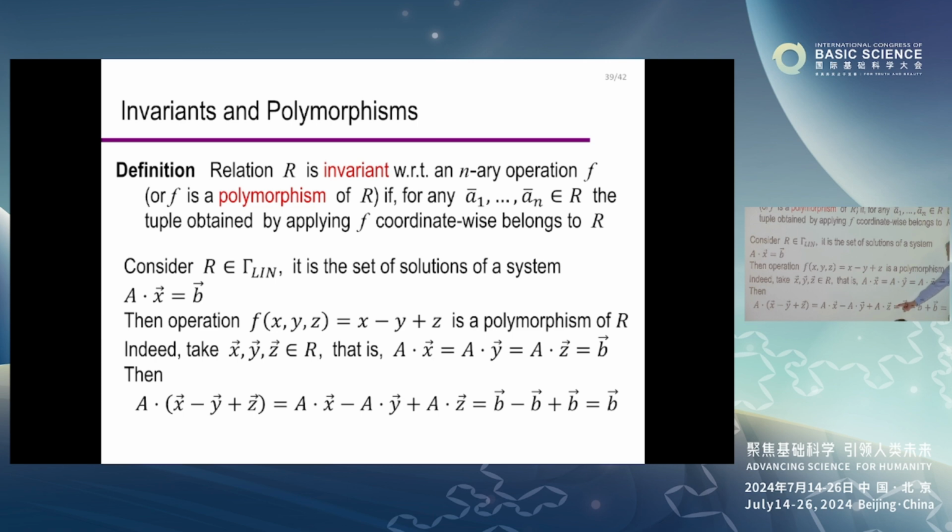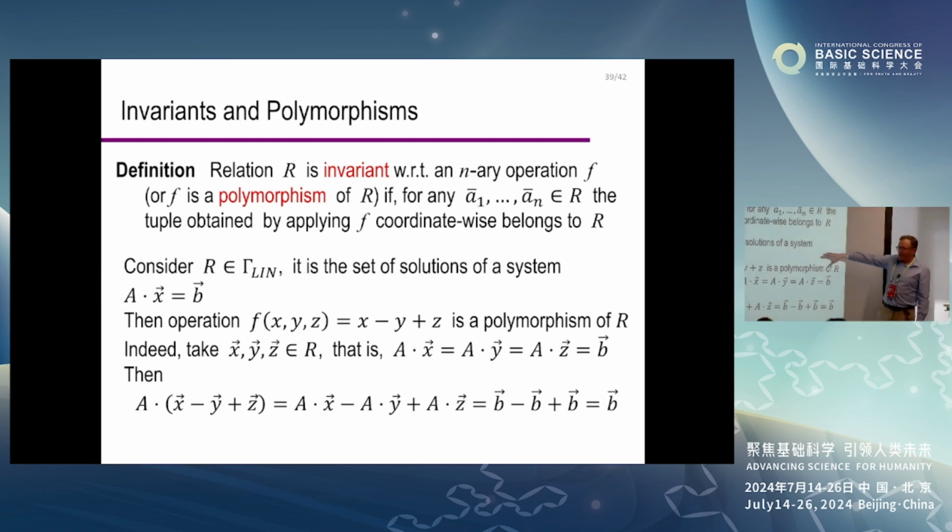Okay, fantastic. Now, since X is a solution here, this is B. Y is a solution of that system. This is B, and this is B as well. So B minus B plus B is B. Right? So if I combine my three solutions this way, I always get another solution of the same system. If you know linear algebra, you know this is true without computations like that. That's pretty easy. This means that X minus Y plus Z is a polymorphism of that relation. So that's an example.